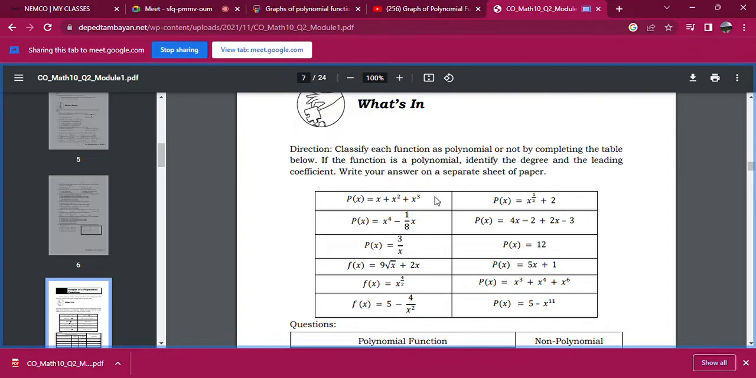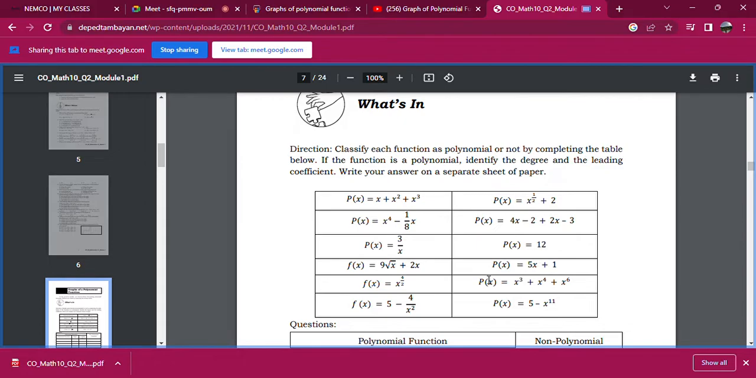Now, this one here, p of x is equal to 4x minus 2 plus 2x minus 3 is a polynomial function, and p of x is equal to 12 is also a polynomial function. And this is a constant function, right? And p of x is equal to 5x plus 1 is still a polynomial function. And p of x is equal to x cubed plus x to the power of 4 plus x to the power of 6. This is also a polynomial function. P of x is equal to 5 minus x to the power of 11 is a polynomial function.